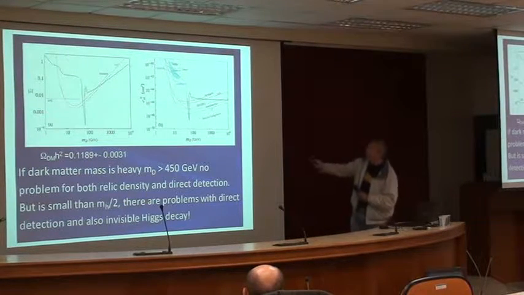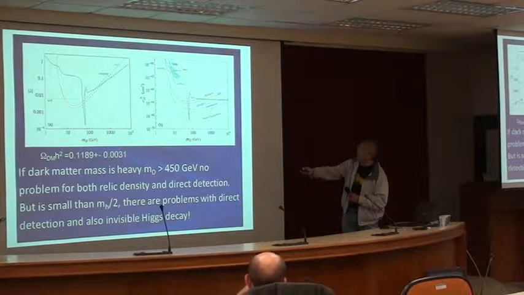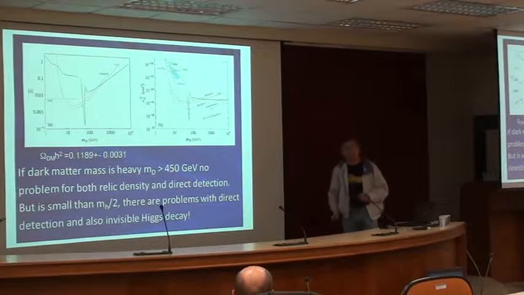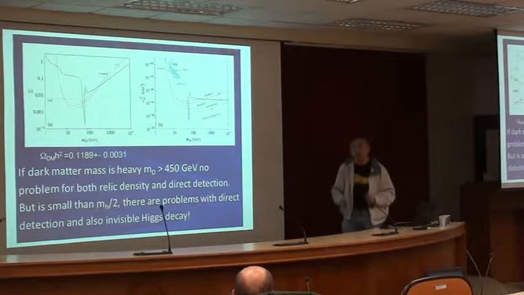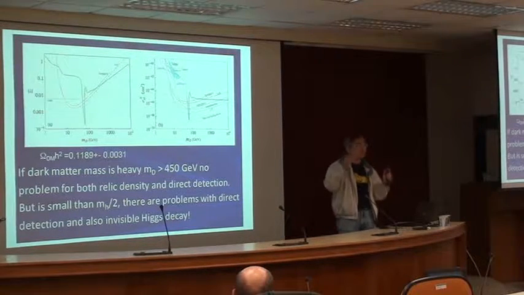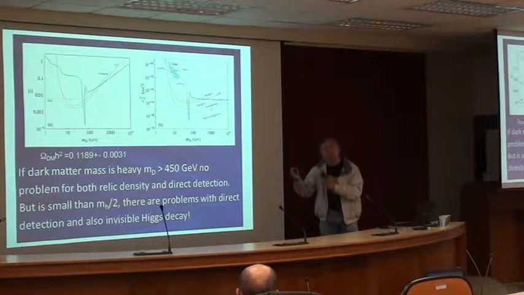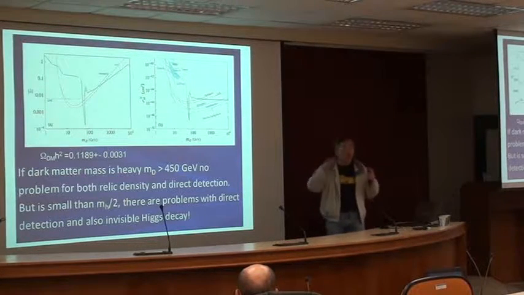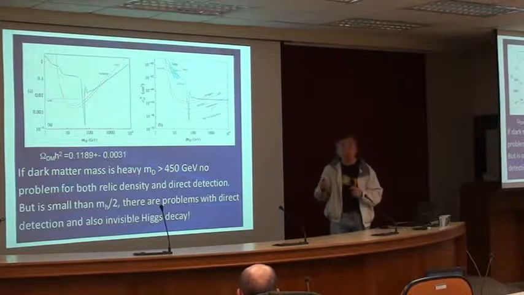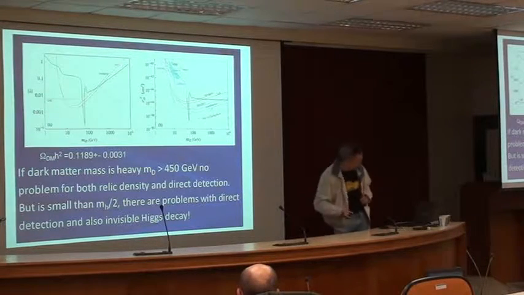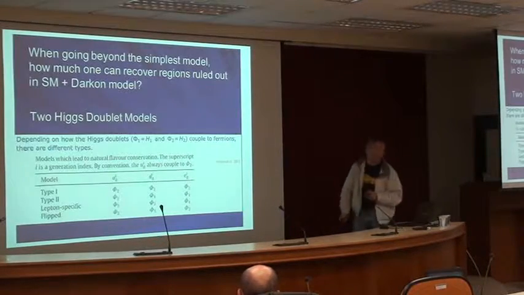So now you notice the dark matter mass between this here and 450 GeV is ruled out. But what if the dark matter mass indeed turned out to be in this region? Then you say, well, this particular model is ruled out. Then you say, well, can we recover this region by some other type of model? Well, I will come to that here.